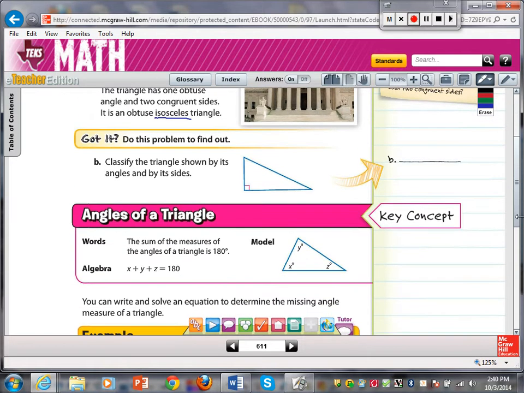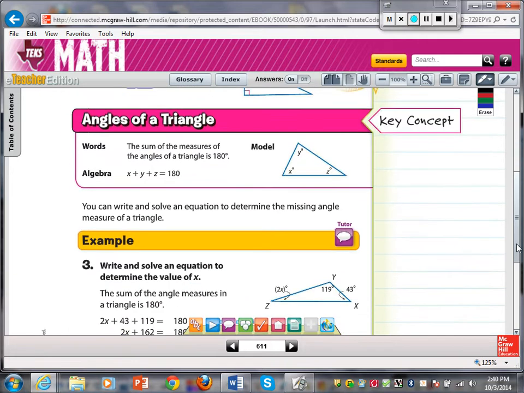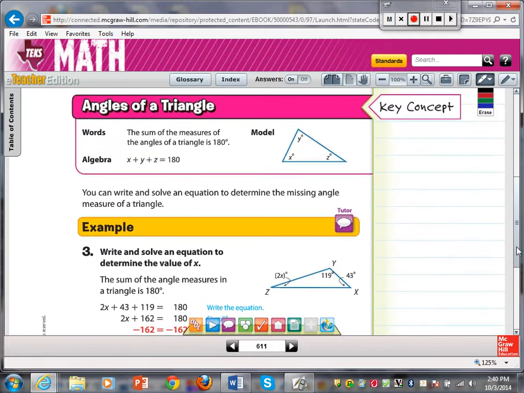Okay, so by that, we go back to your notes and go ahead and do this got it problem there. Classify this triangle shown by its angles and by its sides. So you have to classify it both ways. Angles of a triangle. Now this is going to be brand new to you.